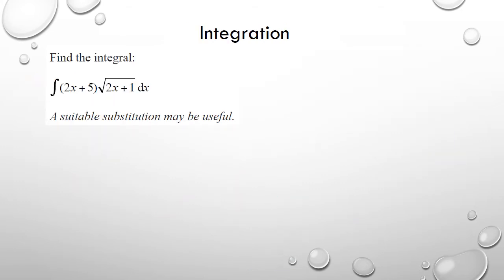Okay, so with this question, you're asked to find the integral of this. Now, they actually give you a bit of a clue: use a suitable substitution, which may be useful. All right. So this one, you have to use the substitution rule. There's no other way of doing this whenever you're dealing with square root symbols.